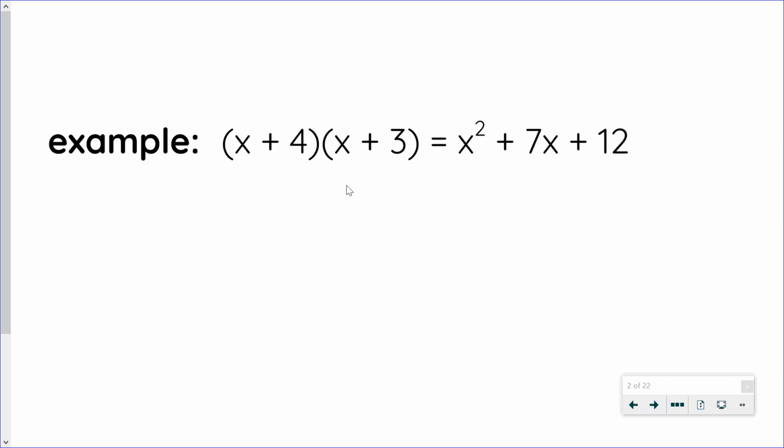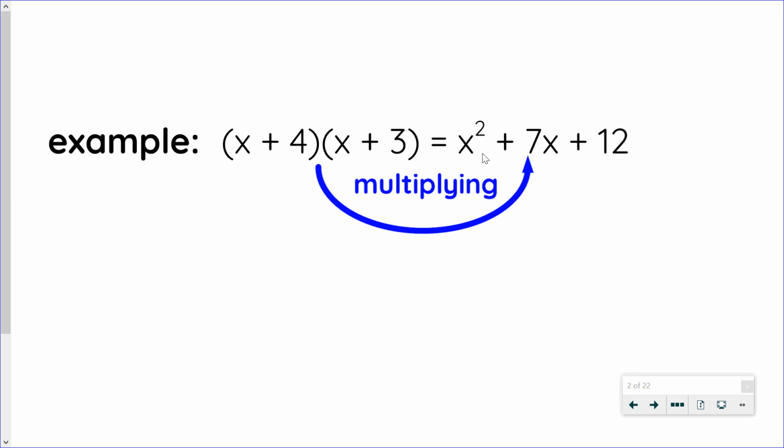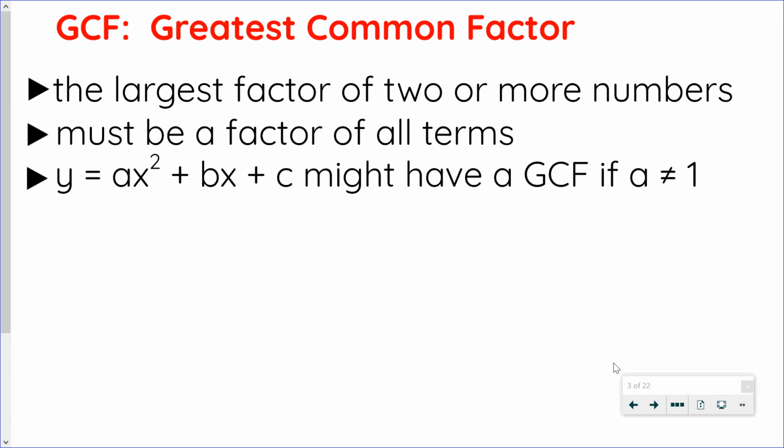For example, if I have these two binomials, x plus 4 times x plus 3, I can multiply them together using the distributive property, collect like terms, and get this trinomial. So really, we're just reversing this process and going from the trinomial back to its original binomial factors. So before we do any type of factoring, we always want to check for the greatest common factor.